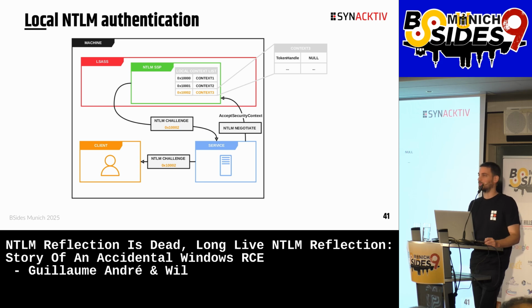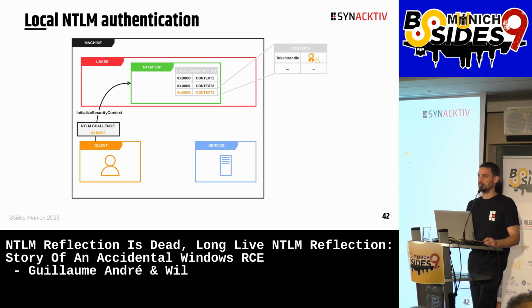Moving on, we continue the NTLM authentication workflow. The NTLM SSP will now send the NTLM challenge back to the service. And within this challenge, it will specify the context ID. And then the service will forward the NTLM challenge back to the client, again with that specific context ID. And this is what we could see in Wireshark. We could see that specific context ID in the reserved field. Also, it will set the flag for local authentication.